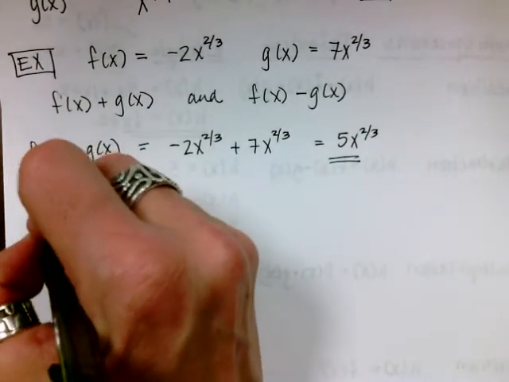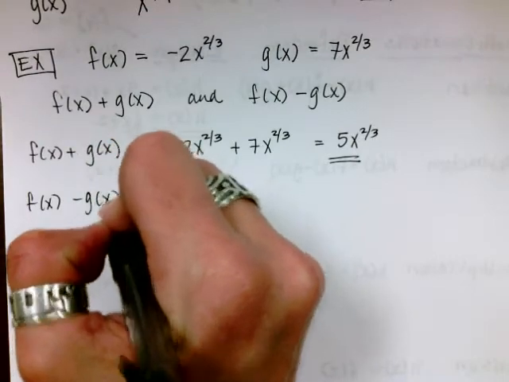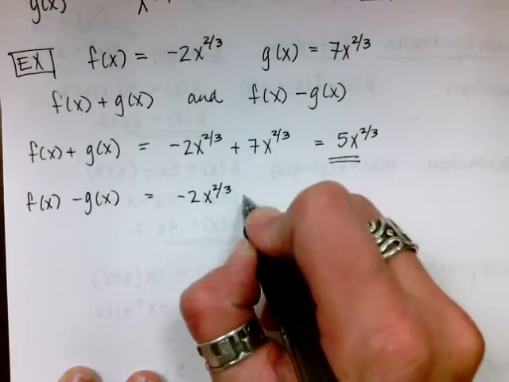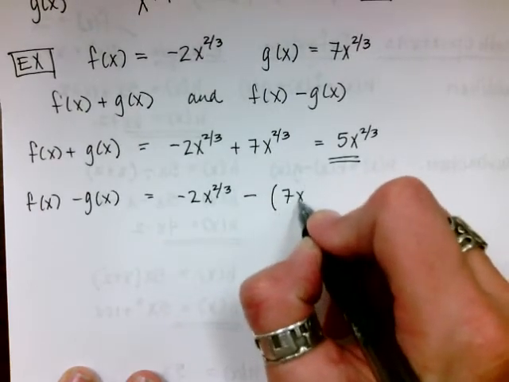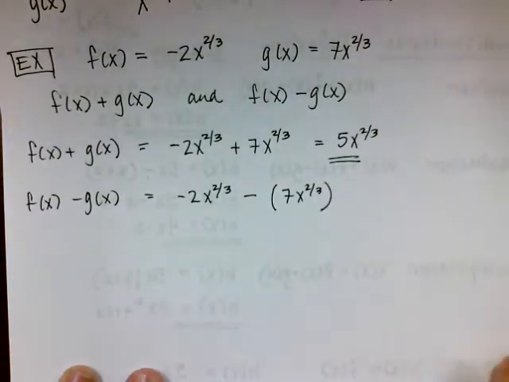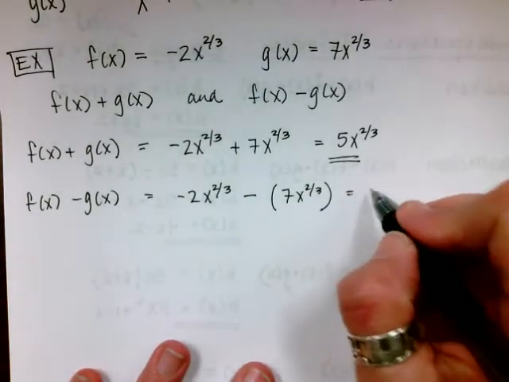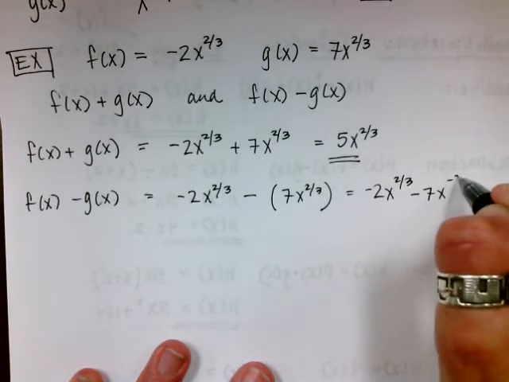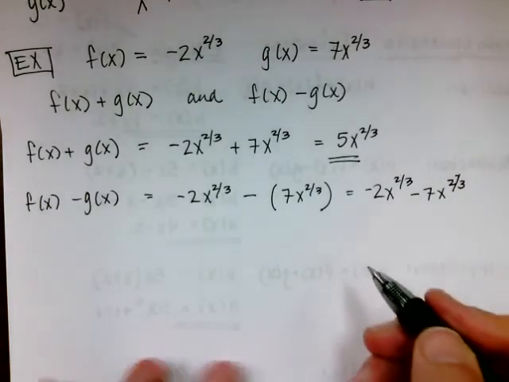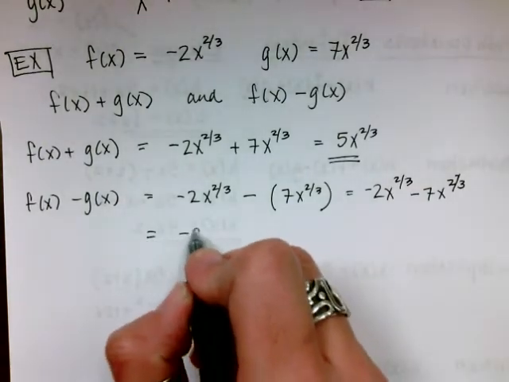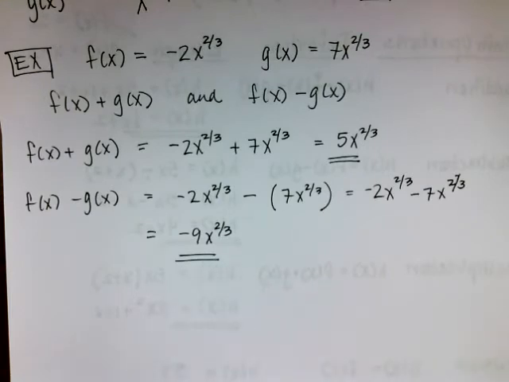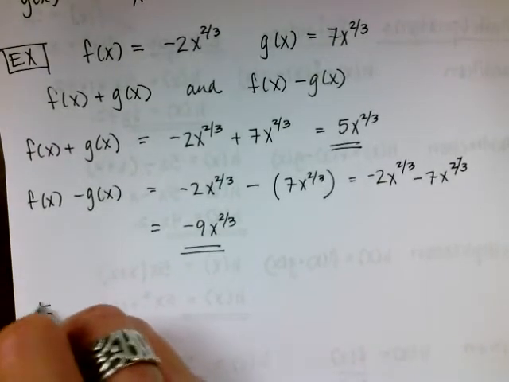So now if I do f of x minus g of x, my f of x is a negative 2x to the 2/3, and I'm going to subtract my 7x to the 2/3. The negative only applies to the 7, so this is a negative 2x to the 2/3 minus 7x to the, oops, that's a 2/3. And when I do that math, I get a negative 9x to the 2/3. And then that one's done.